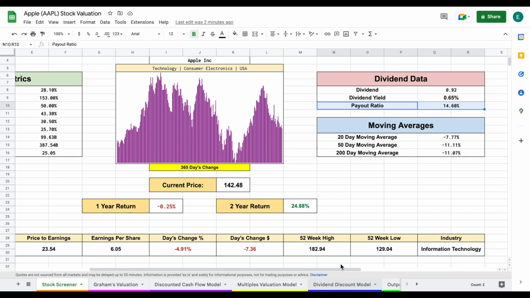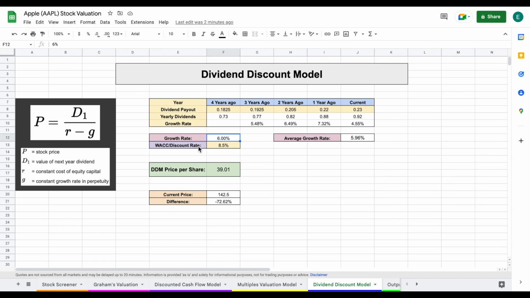But jumping back over to our valuation model, you can see I'm applying a discount rate of 8.5%. When we plug all this in, we come to a dividend discount model price per share of just $39 per share. So obviously very low according to the dividend discount model. This company doesn't really provide most of its value through the form of dividends. So this is probably not the best way to be valuing a company.